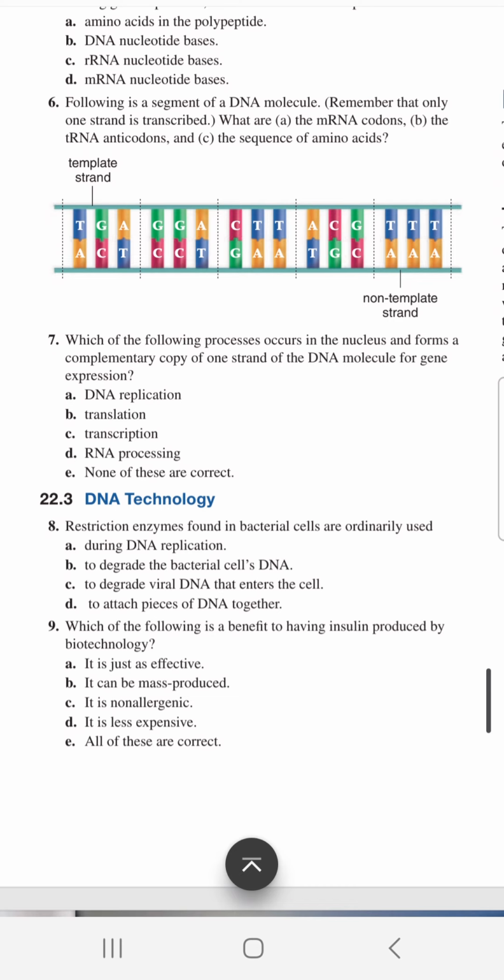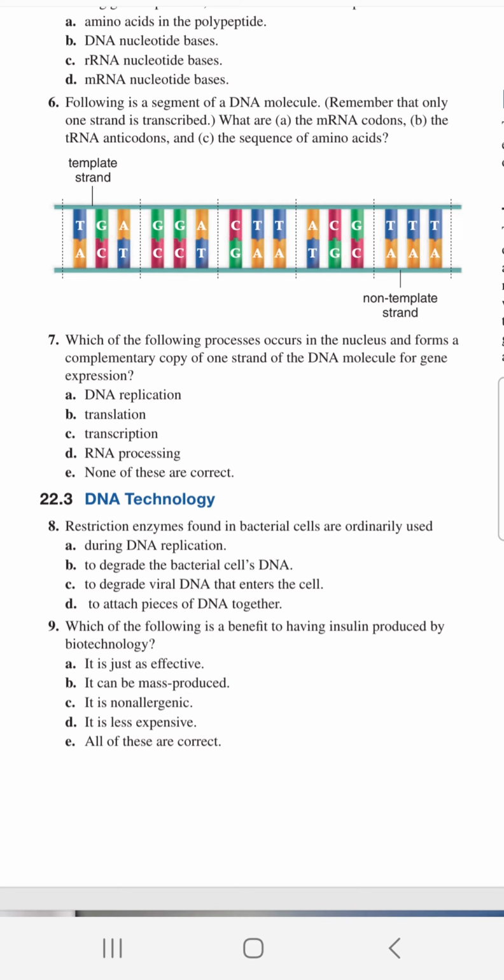Question number 9. Which of the following is a benefit to having insulin produced by biotechnology? So in the past, insulin used to be extracted from animals, mainly pigs, and some people just had allergies. A lot of animals were slaughtered, and the amount wasn't that much. The demand was still higher than the supply.